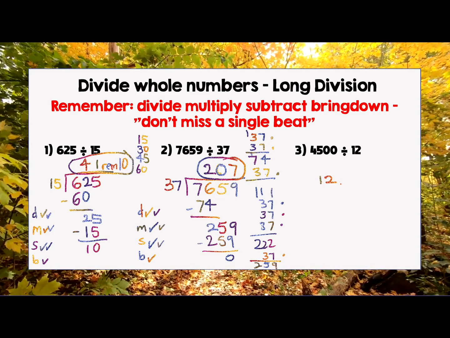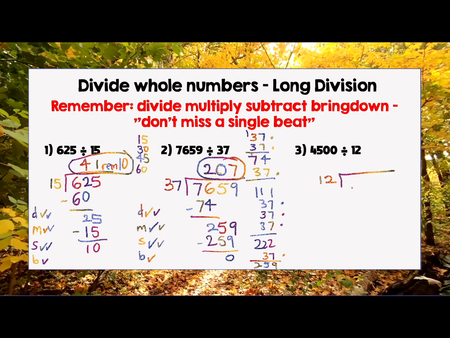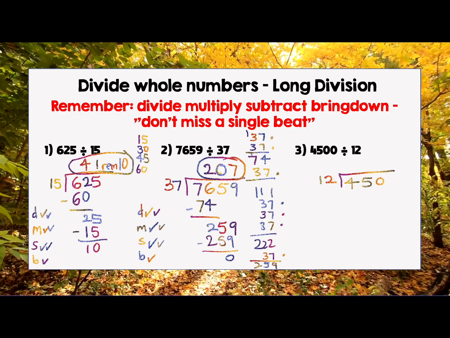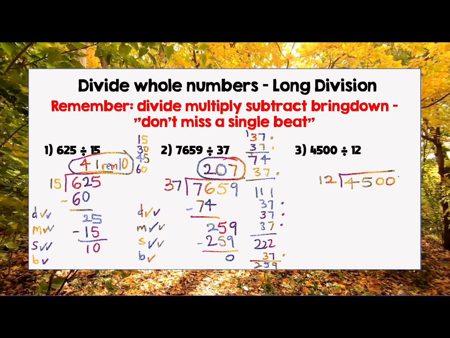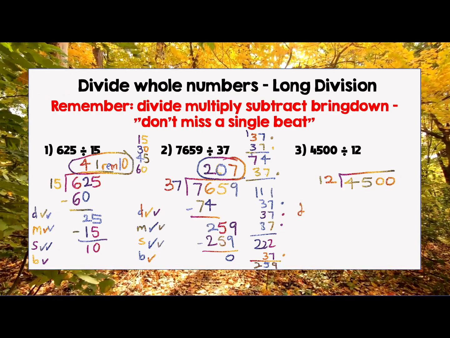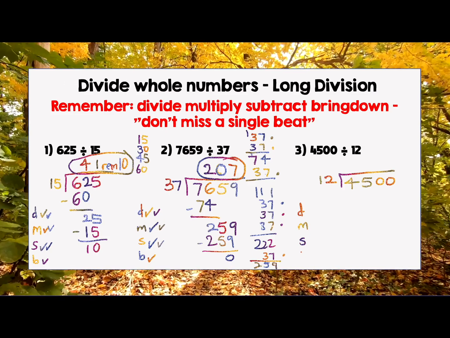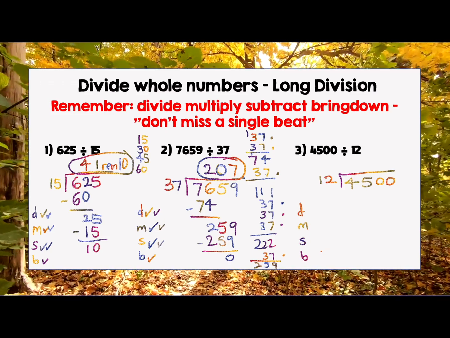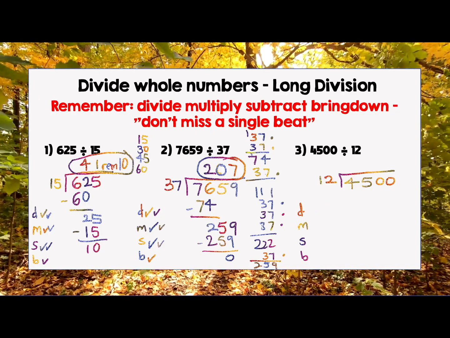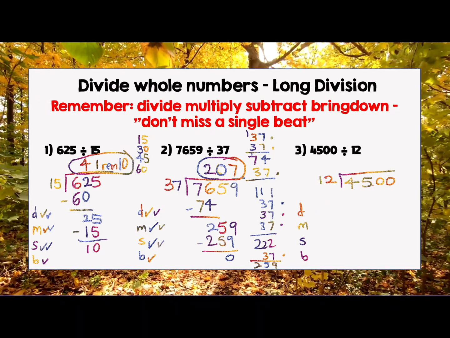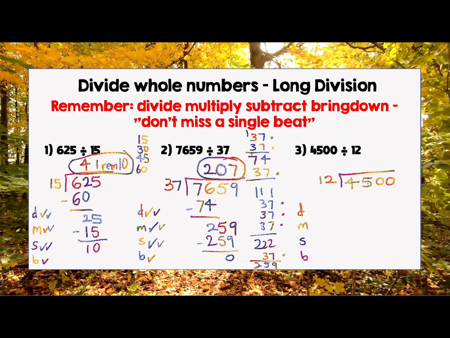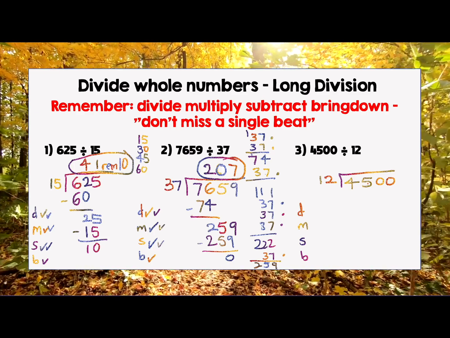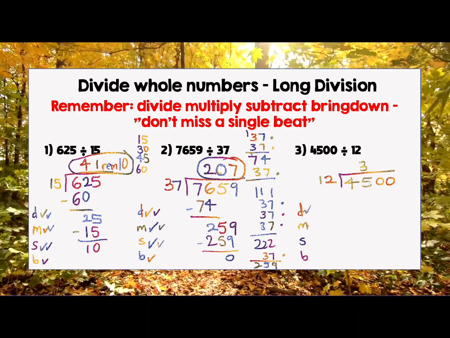We're going to write 12 as our divisor, and 4,500 is going to go inside the bus shelter. Remember the order. So we'll start off with the divide. How many 12s are there in 45? 12, 24, 36, 48. 48 is too much, so that's 3. So we've done the division part.